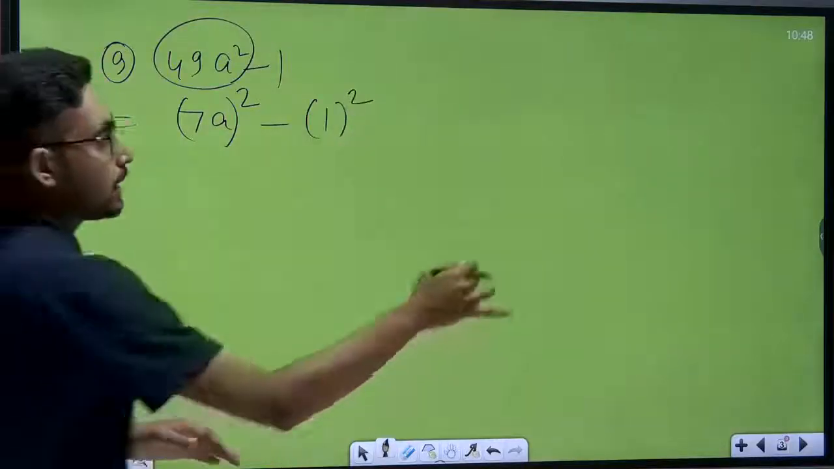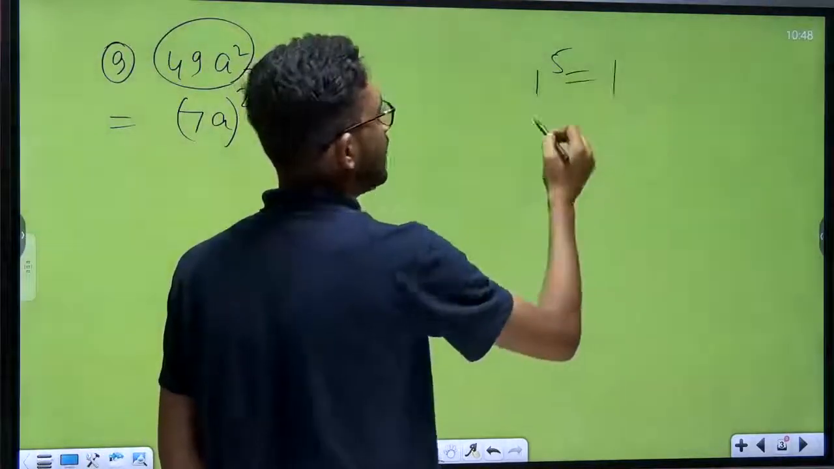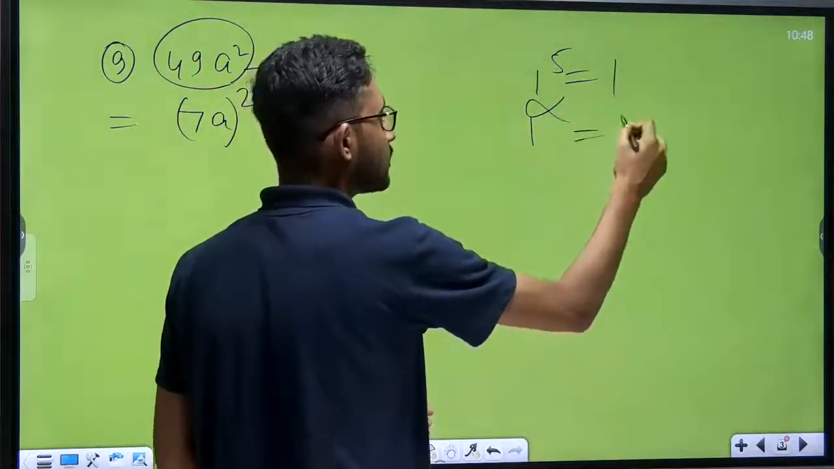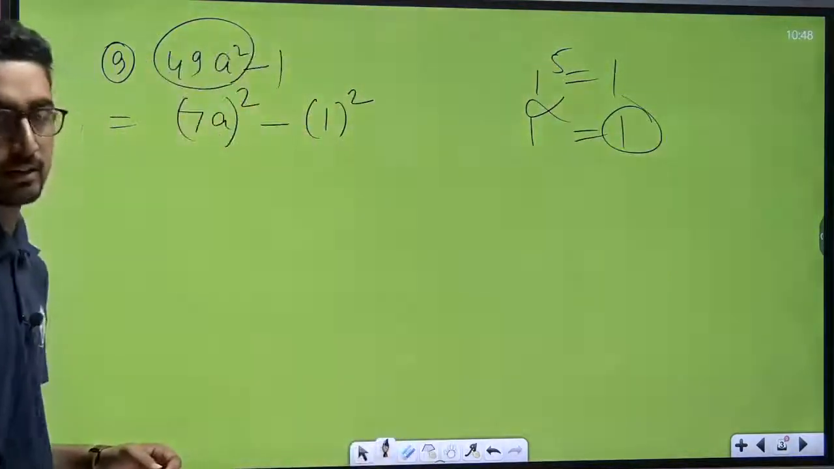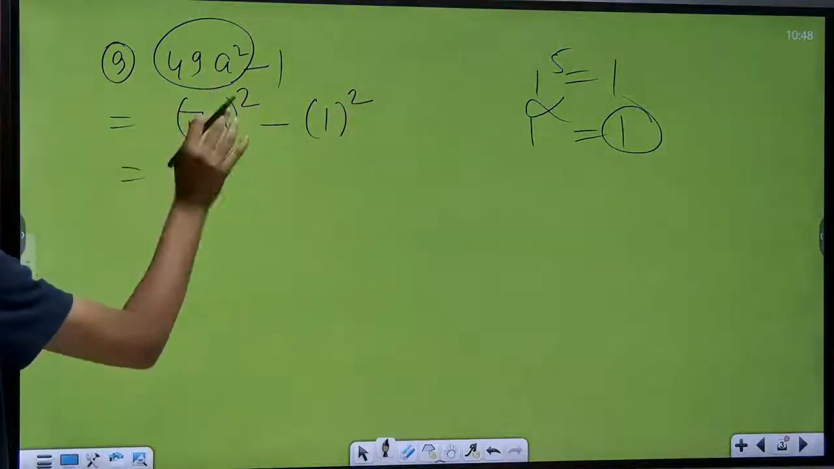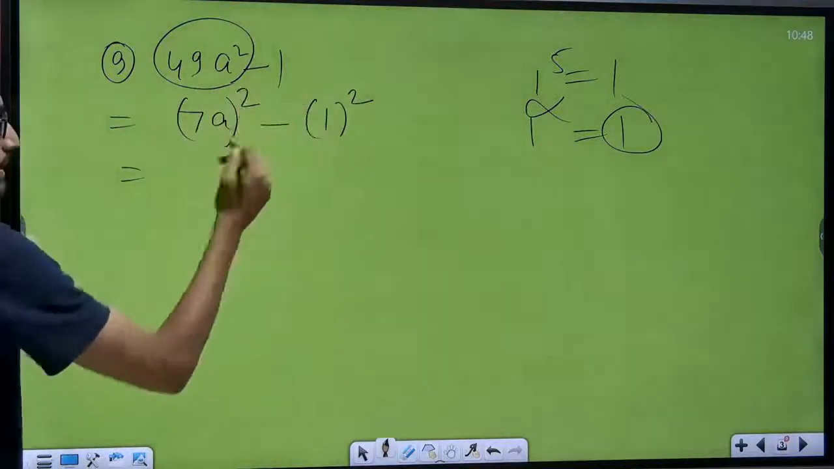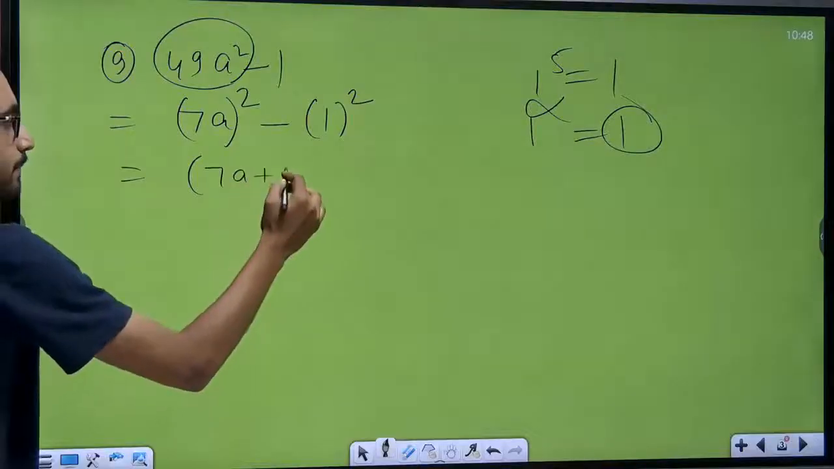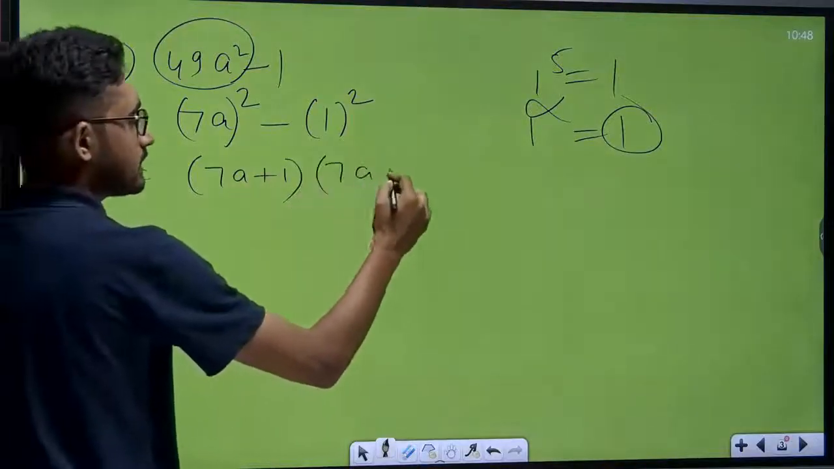If you write 1 to the power 5, then also 1 will come, and 1 to the power infinite, then also 1 will come. Okay, that's why we can say 1 ka square, and this is making another formula, the same formula, a square minus b square, that is (a plus b) and (a minus b).